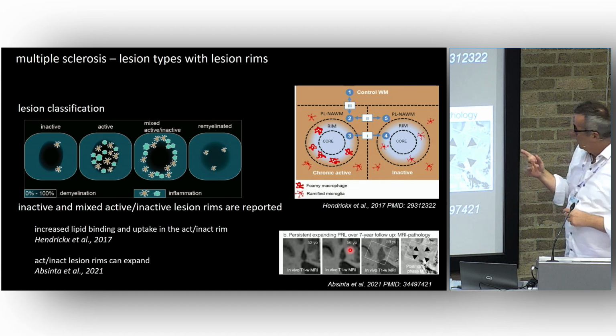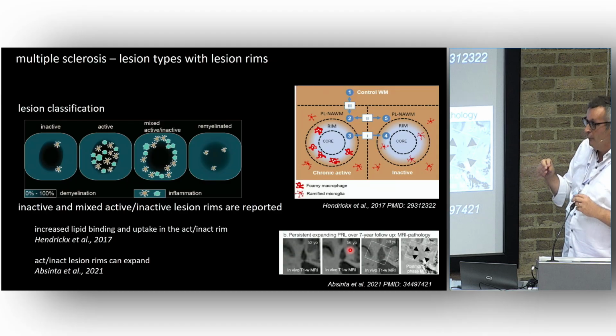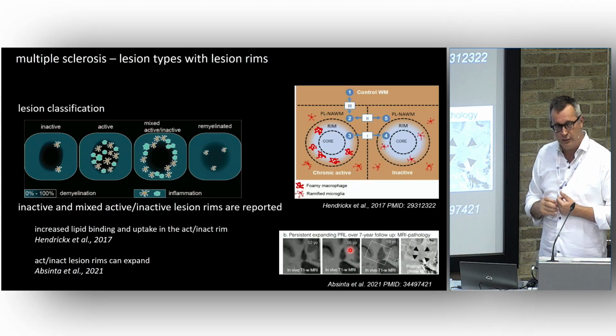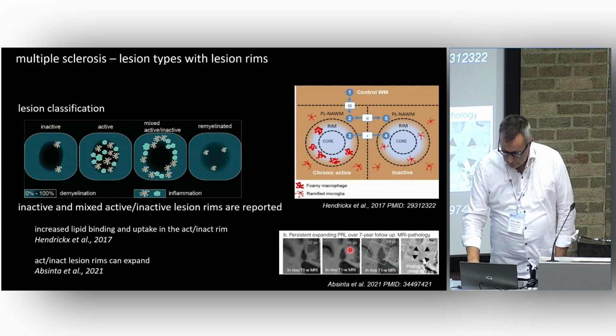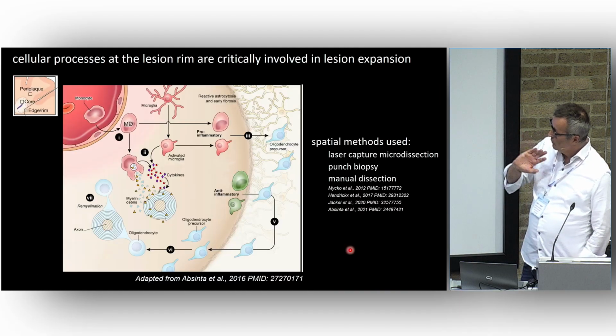And another important factor is that there's evidence that the number of these mixed lesions a patient has correlates with disability. So it's important to understand what these lesions are doing and how they expand. Okay, in a nutshell, I'm not going to go into the details.